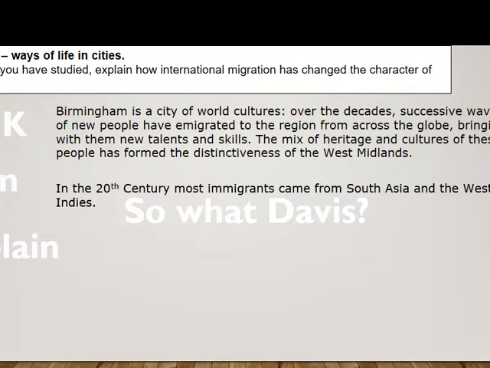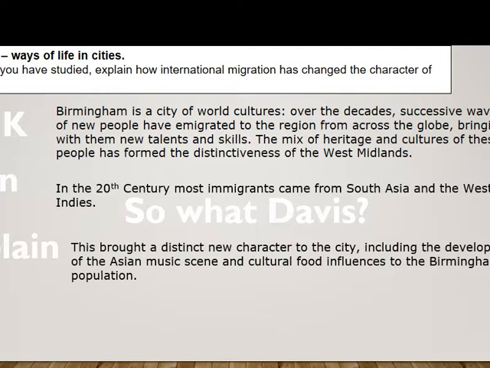Look how I've structured it here in point, evidence, explain and link. My first point that I'm making in my first paragraph after my link is in the 20th century, most immigrants come from South Asia and the West Indies. That is my point. And then I go, so what? That's what I'm saying in my head if I'm using the so what technique. I'm then linking it and explaining it towards the question. So I'm linking it to how it's developed the Asian music scene and cultural food influences. That is going to be my main paragraph 2.